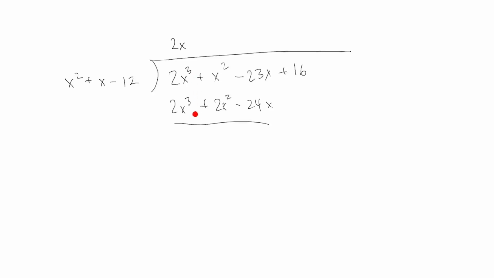Now we subtract from here minus this. So 2x cubed and 2x cubed cancel out. The next one will be x squared minus 2x squared. This gives me negative x squared. It's easy to mess up the signs when you're doing this, but I am subtracting here. X squared minus 2x squared is negative x squared. And then negative 23x minus negative 24x, that would be negative 23x plus 24x. That is plus x. All right?